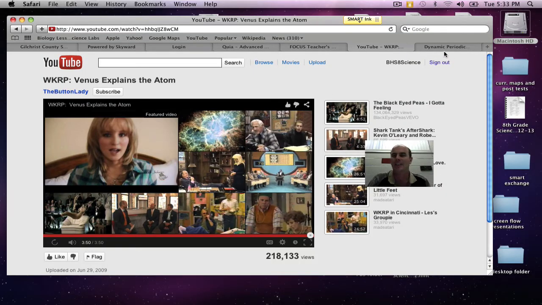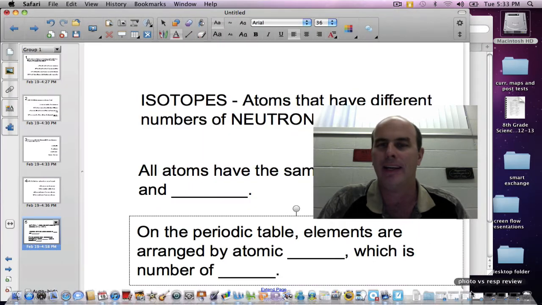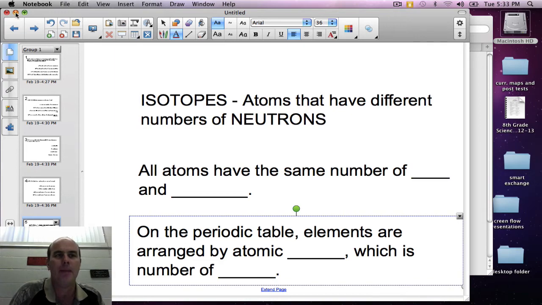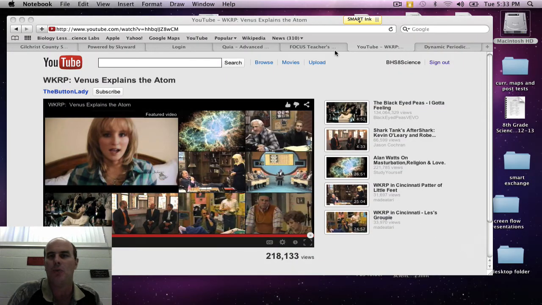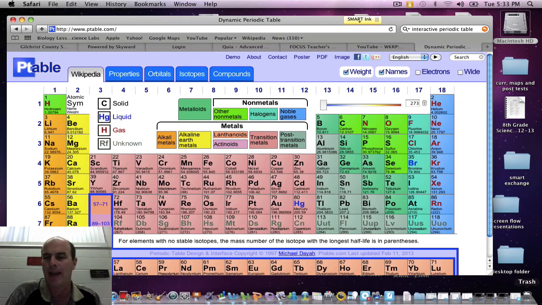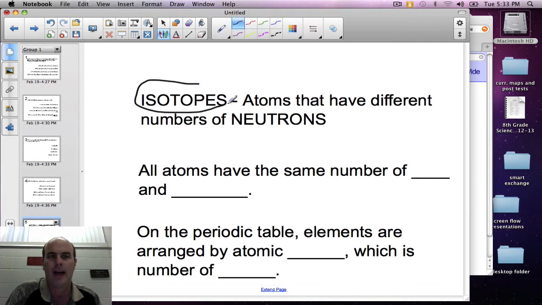So, interesting, huh? That is pretty cool, innovative way to teach that. Now, there's a couple of things I'll add to it. The one part that he mentioned several times in that video was that atoms of elements had the same number of protons and electrons, but atoms can have a different number of neutrons, and you're going to learn about that when you go to high school, but that's called an isotope, okay?